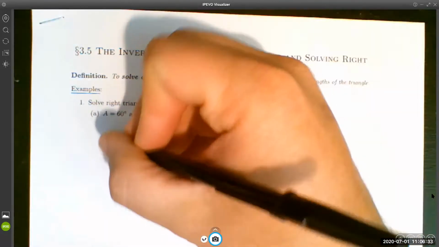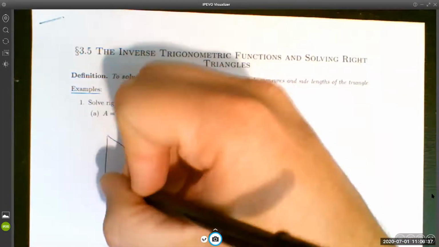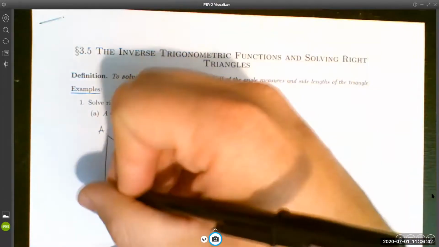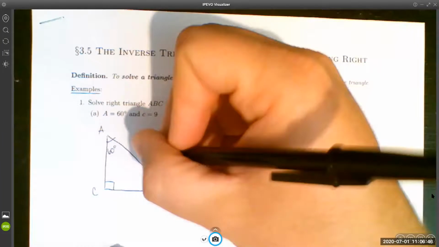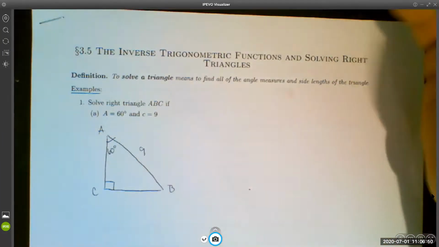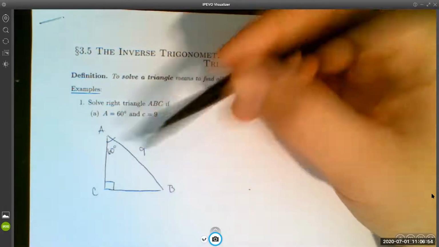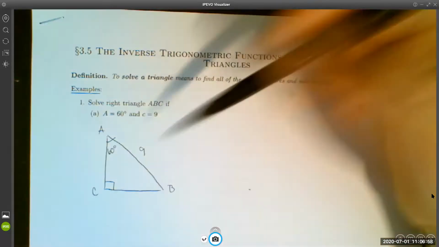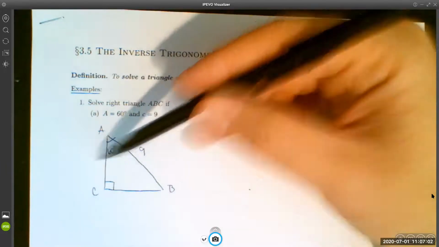So we know that it's a right triangle. And we know that A is 60 degrees and that C is 9. So let's see if we can solve this thing. Now we can't really use the Pythagorean Theorem to get these two sides, because we only know one of the sides and we need to know at least two of them in order to be able to solve for the third.